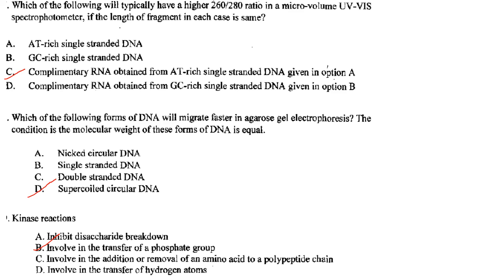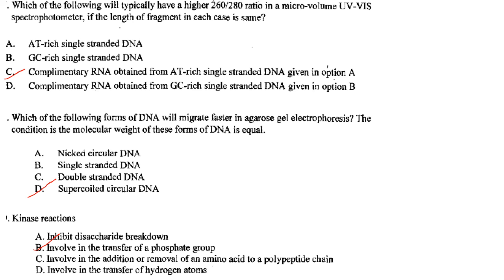So they have asked here which of the following will typically have a higher 260 by 280 ratio. Usually RNA has a higher 260 by 280 ratio. Why? Because it has a higher ratio of uracil compared to thymine in DNA. So when you have an RNA which is complementary to this AT rich single stranded DNA, that means instead of the T it will be U. So the uracil will be in higher ratio, and so this complementary RNA obtained from AT rich single stranded DNA will have a higher 260 by 280 ratio.